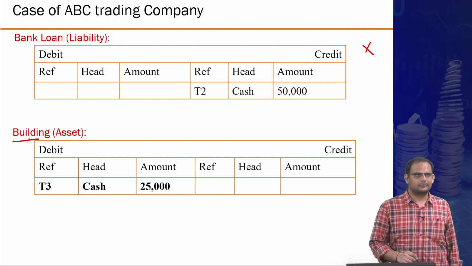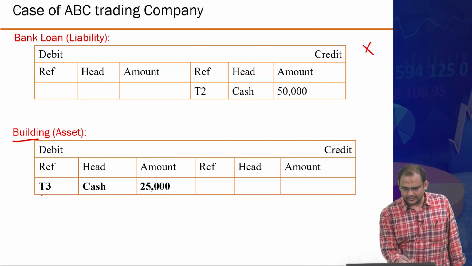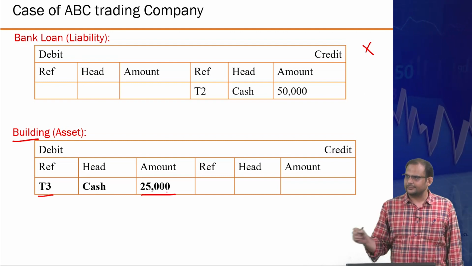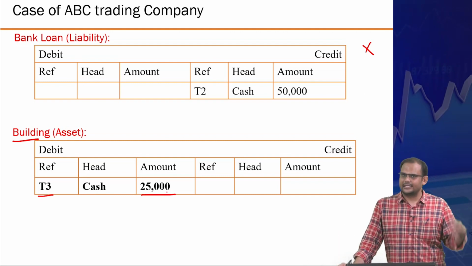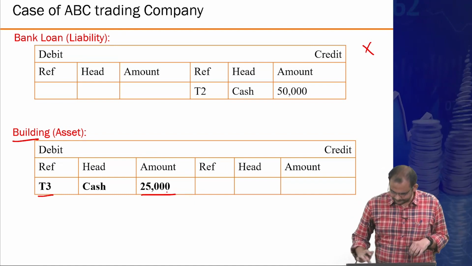Building account is asset type. Increase in asset goes on the debit side. An equivalent entry. The sum of debits and the sum of credits are always equal. Okay.